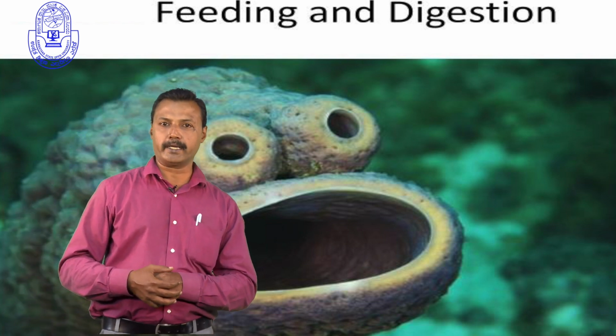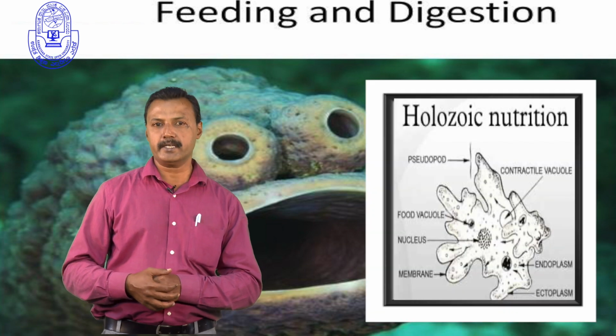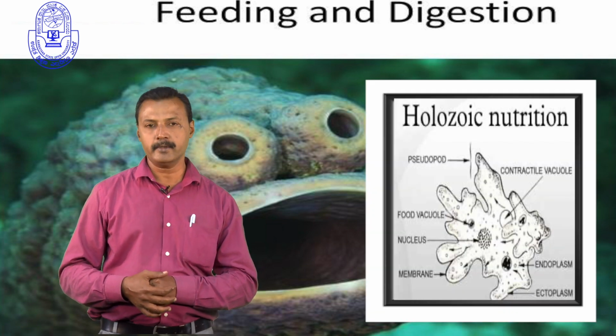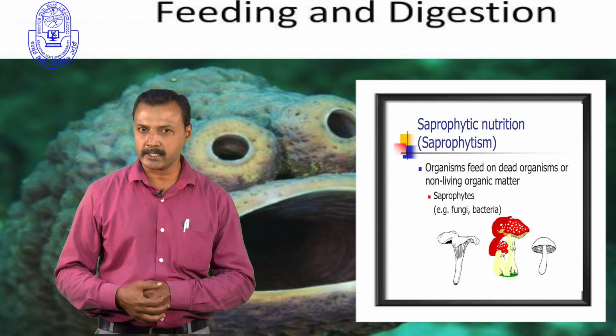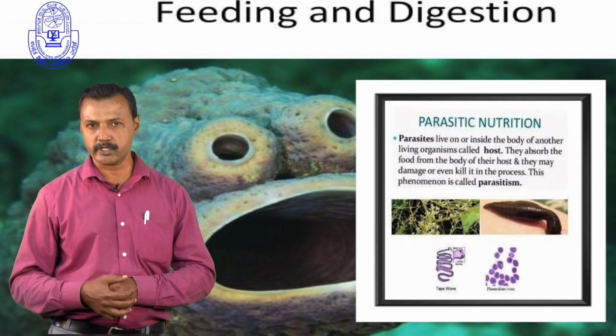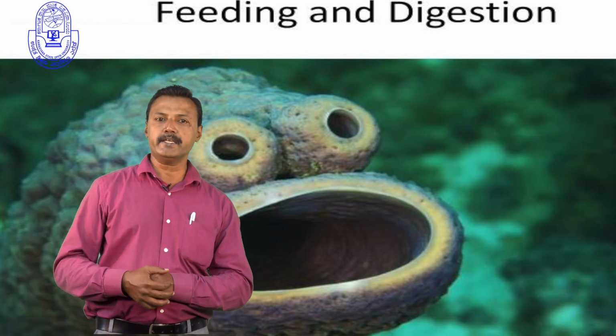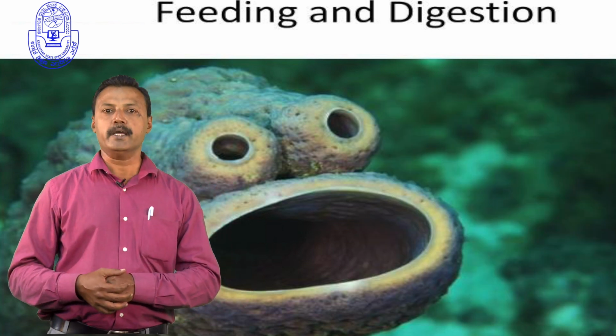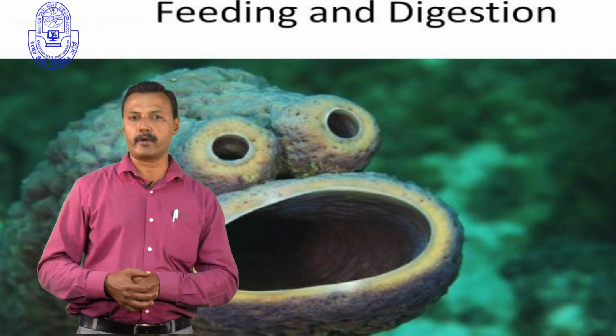Let us understand that the nutrition which is there in the food is obtained by organisms in three important modes. One is the holozoic type of nutrition, the second is the saprophytic type of nutrition, and the third is the parasitic type of nutrition. Let us understand these three different modes of drawing nutrition.